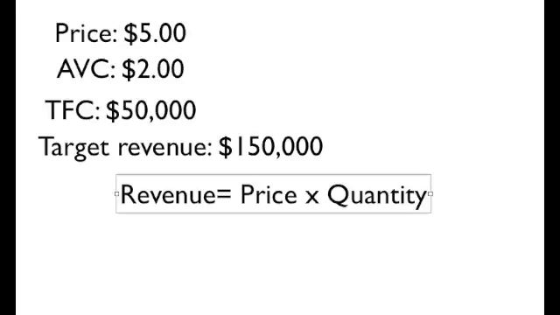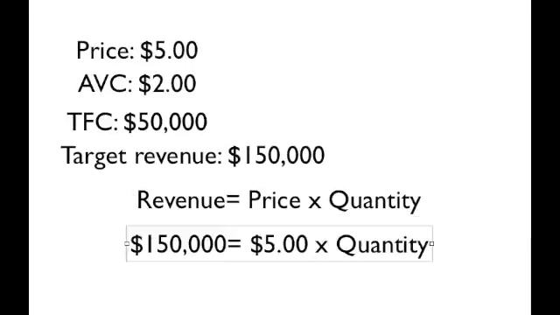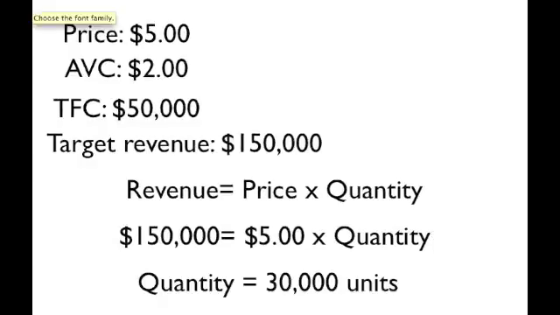The required output level for a given target revenue can be found using calculations. For example, to find the amount of output needed to generate $150,000 of revenue, using the revenue equals price times quantity equation, we found out that 30,000 units of product A need to be sold.